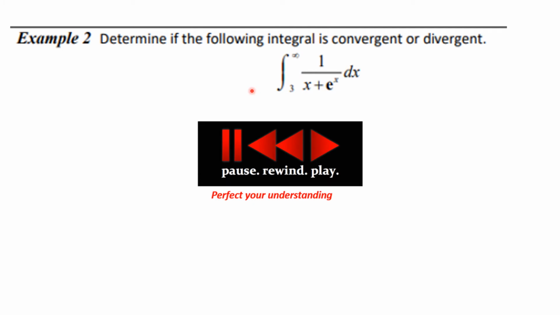Here's another problem for you. Determine if the following integral is convergent or divergent. Now this is not a definite integral, it's an improper integral from 3 to infinity of 1 over x plus e to the x dx. You know what to do.